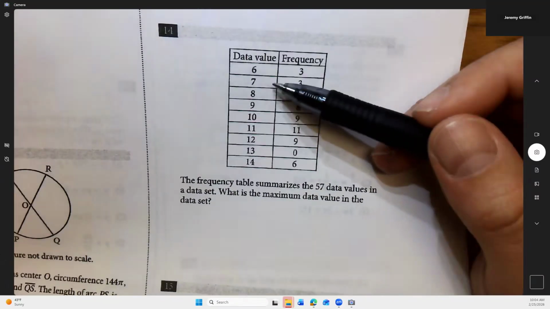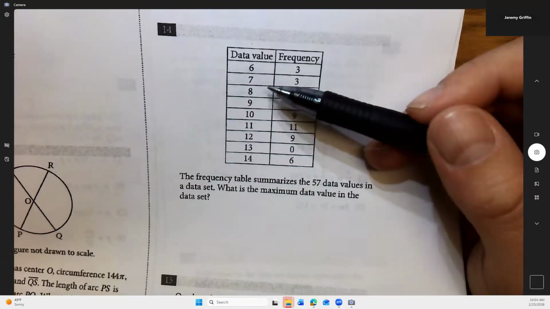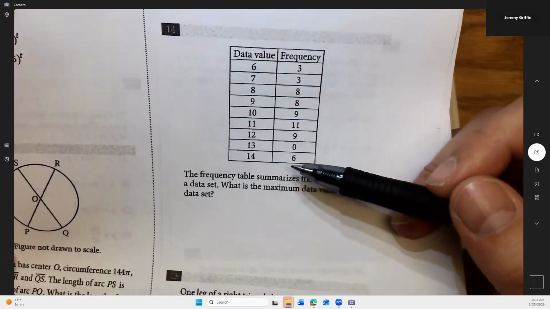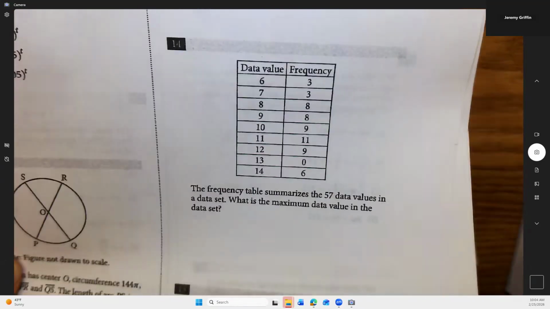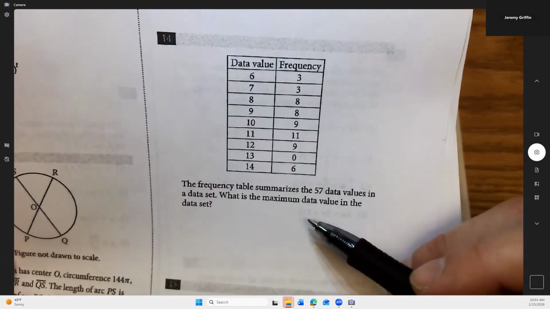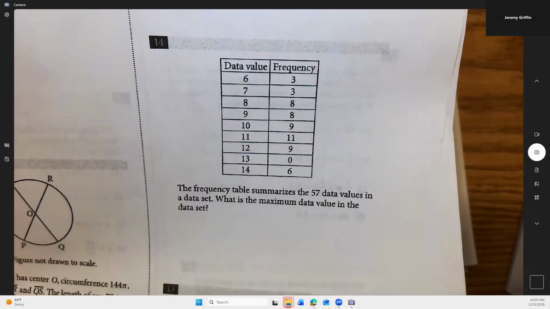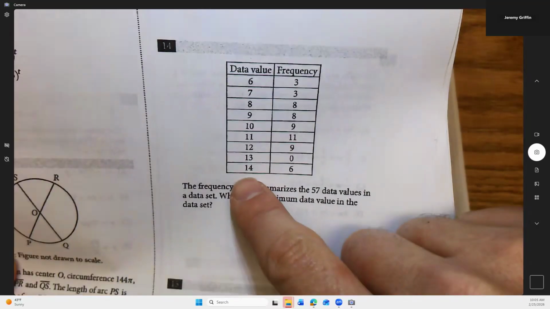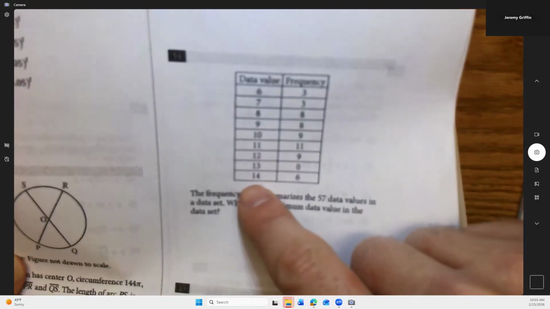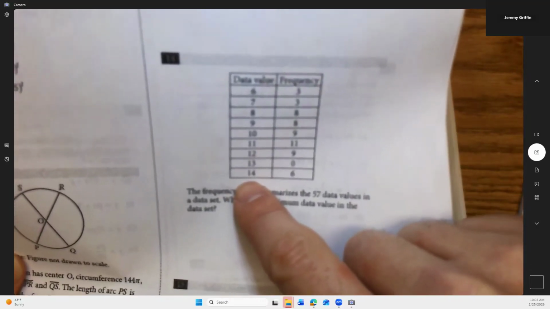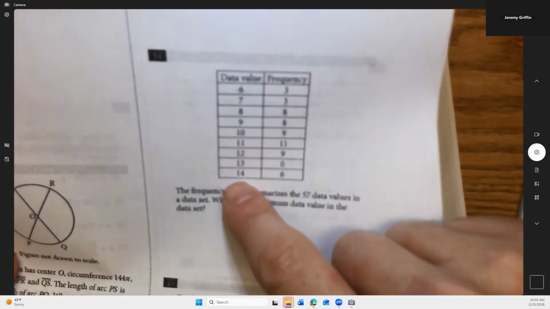So maybe there are some plant heights in centimeters. We've got 3 plants that are 6 centimeters tall, and 3 plants that are 7 centimeters tall, and all the way up to 6 plants that are 14 centimeters tall. We've got 57 data values. What's the maximum data value in the set? So it'd just be the tallest plant, wouldn't it? Which would be 14. So the answer to number 14 is 14. And you had to write out the number 14.